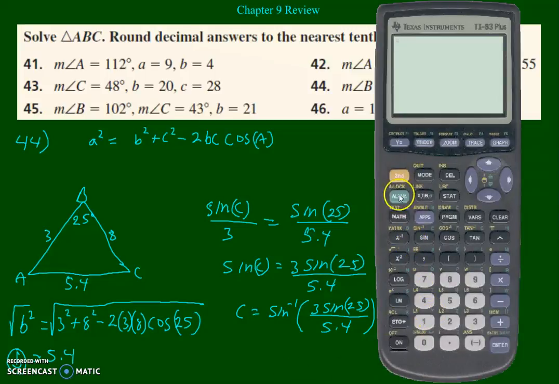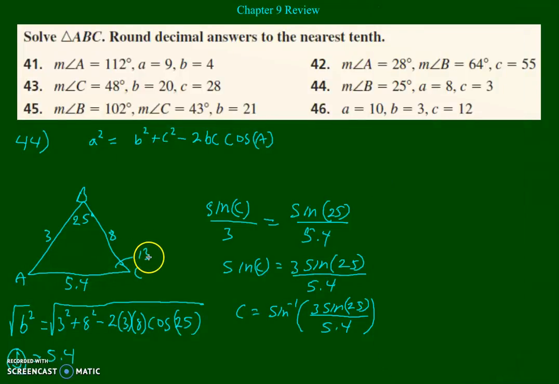And we have arc sine of 3 sine 25 divided by 5.4, which we stored in B. We circled that, so that means we stored it, alpha B. And we get 13.5. And that is angle C. So we're going to go ahead and store that, alpha C. And let's go ahead and write it down here. So this is 13.5.